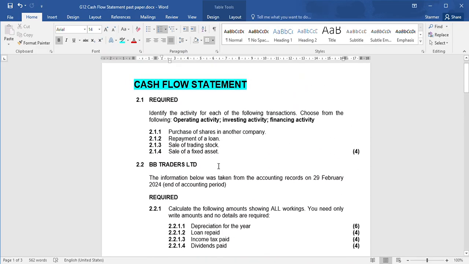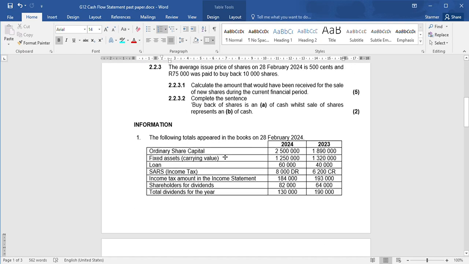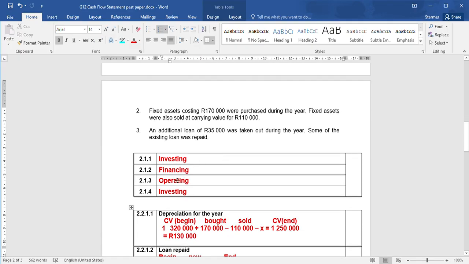And then the fourth one here, sale of a fixed asset. Fixed assets bought and sold are investing activities. You invest in fixed assets, you buy fixed assets to run your company. So when you sell fixed assets, that's also part of investing. So the last answer here is investing.